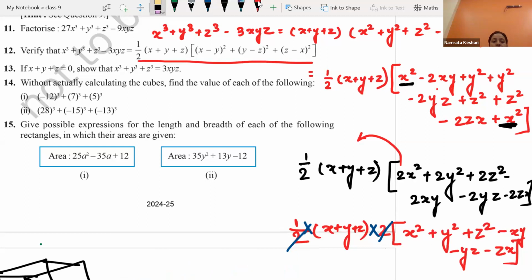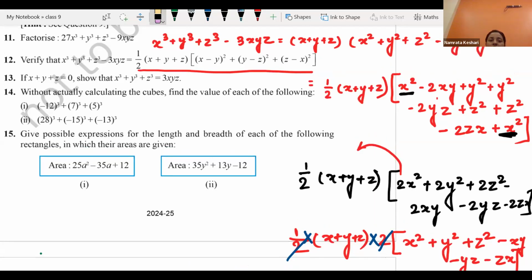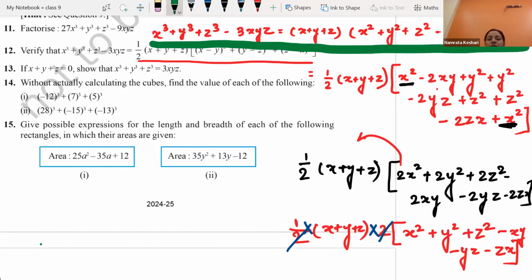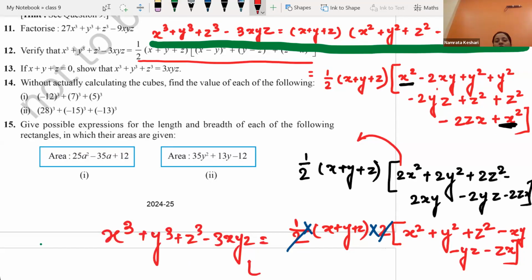Yes, ma'am. And we ended up getting the formula. The formula which I had written initially on the screen, this formula, the RHS side, just match it. Exactly the same thing you are having here also in the RHS. So you will say hence verified. X cube plus y cube plus z cube minus 3xyz is the same as this one. Okay, LHS is equal to RHS, verified by using the formula. Is it clear?